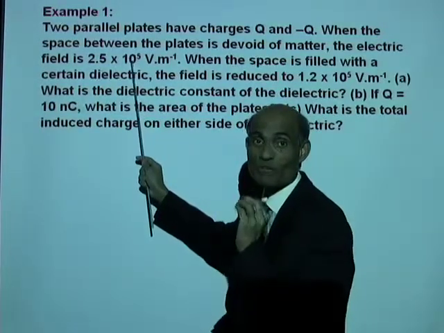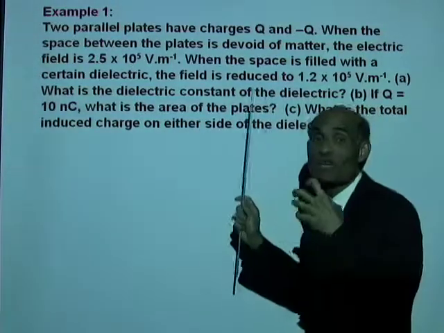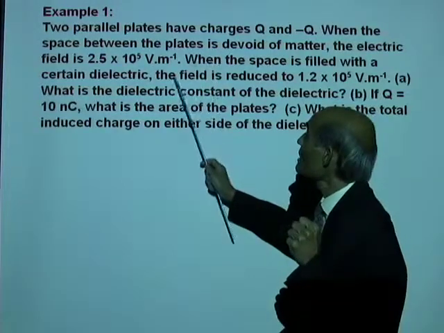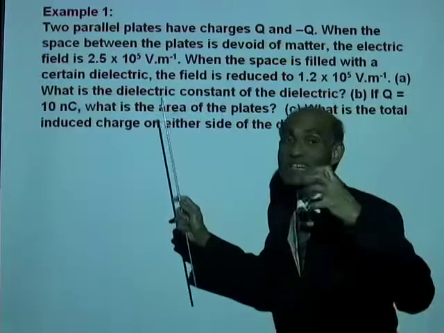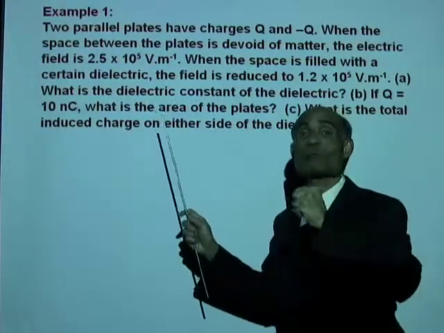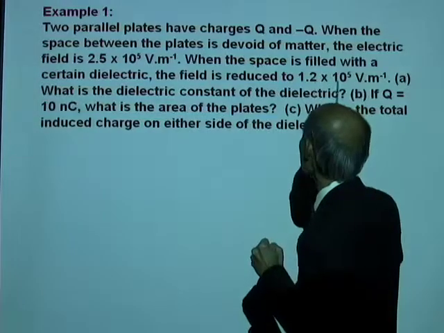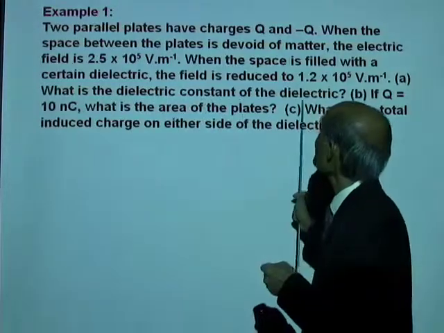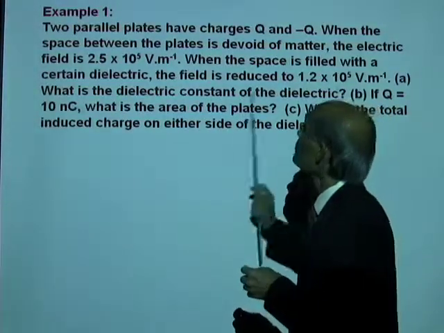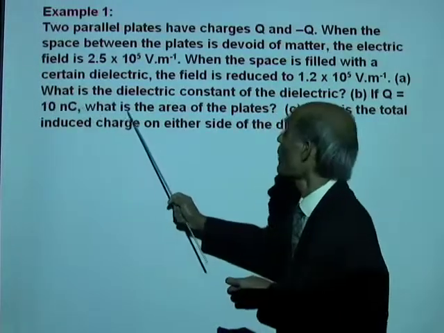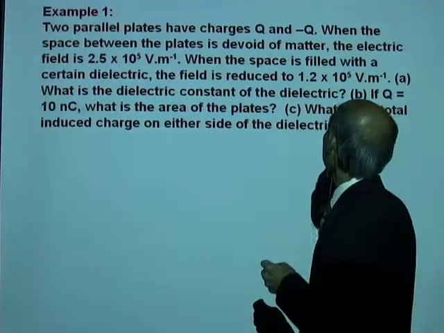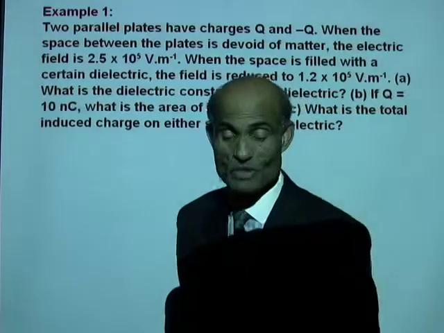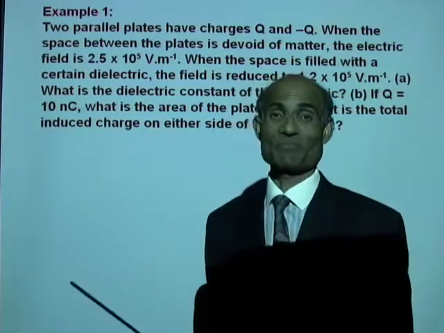Is that right? The original field. Now, what is this? Is it E prime or E? Well, when the dielectric is introduced, the field is reduced to, that is the net field, which is E0 minus E prime. It is reduced to 1.2 times 10 to the 5 volt per meter. What is the dielectric constant of the dielectric? If Q equal to 10 nanocoulomb, what is the area of the plates? What is the total induced charge on either side of the dielectric? In other words, what is the total bound charges?